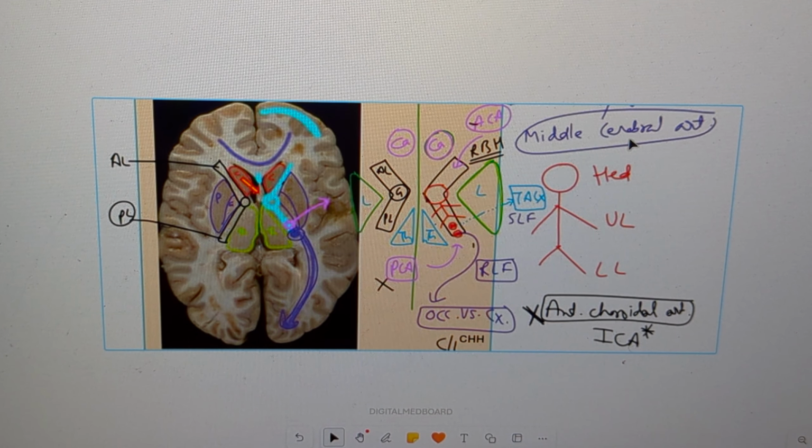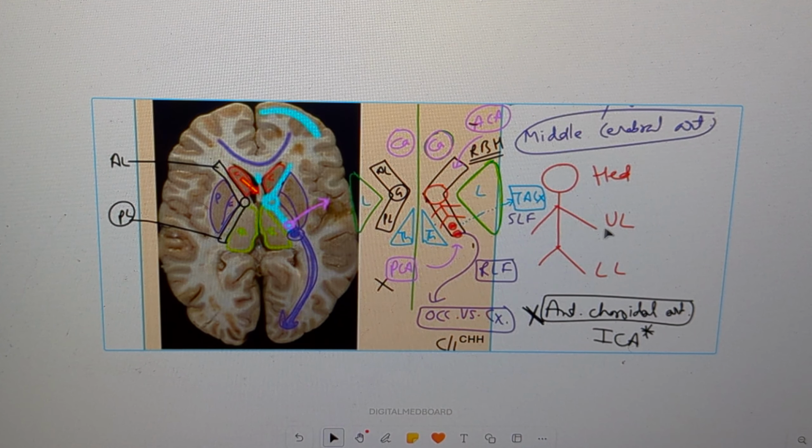The middle cerebral artery also supplies a separate branch to the posterior limb of the internal capsule. If the branch is damaged more anteriorly, the sensory and motor loss occurs in the upper limb. If the damage is further posterior, sensory and motor loss occurs in the lower limb.